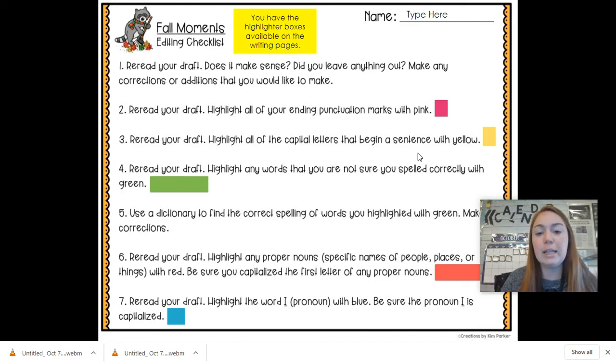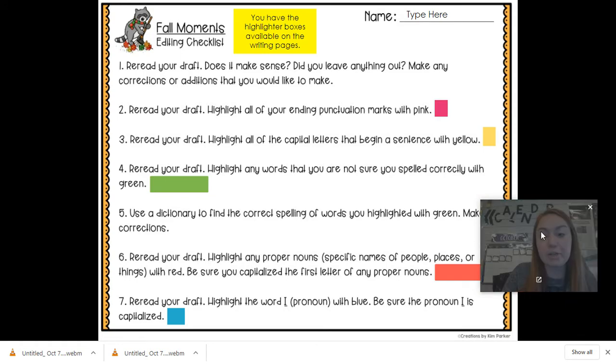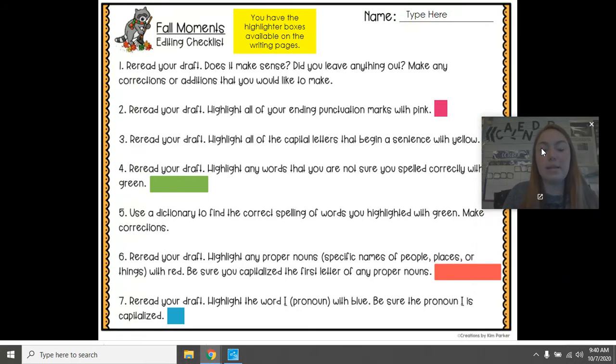Part 4 is you're highlighting any words that you're not sure if you spelled correctly with green. So if you see how sometimes that squiggle line comes up, if you're not sure how to spell that word correctly, drag that green box over, and then either I can help you with it, maybe someone at home can help you with it, but we can figure out how to spell that word. Part 5 then says about using the dictionary or getting help and making those corrections with spelling.